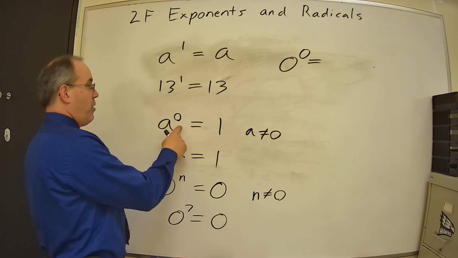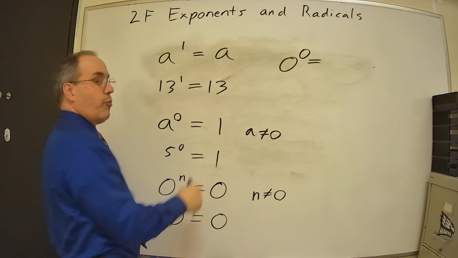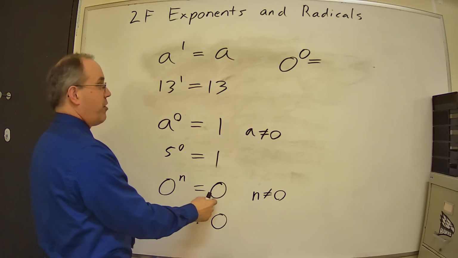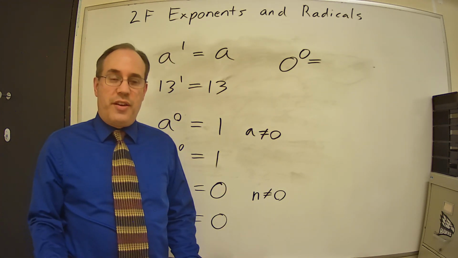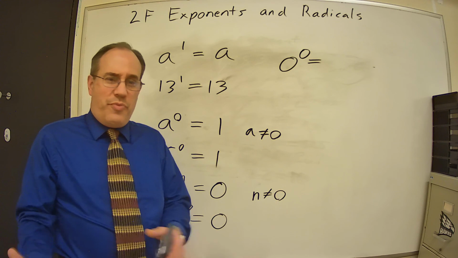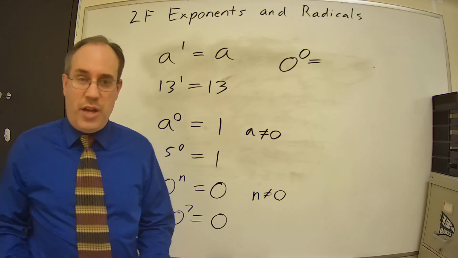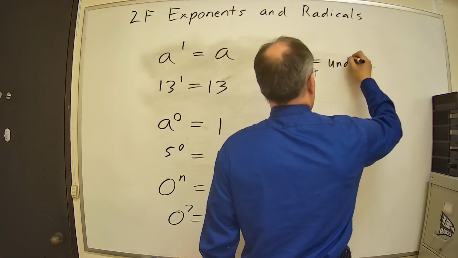According to this rule, any number raised to the 0th power would make it 1. According to this rule, 0 raised to any power is going to be 0, would make it 0. So basically we have a discrepancy here. Both can't happen at once. 0 to the 0th power cannot be 1 and 0 at the same time. So 0 to the 0th power is undefined.